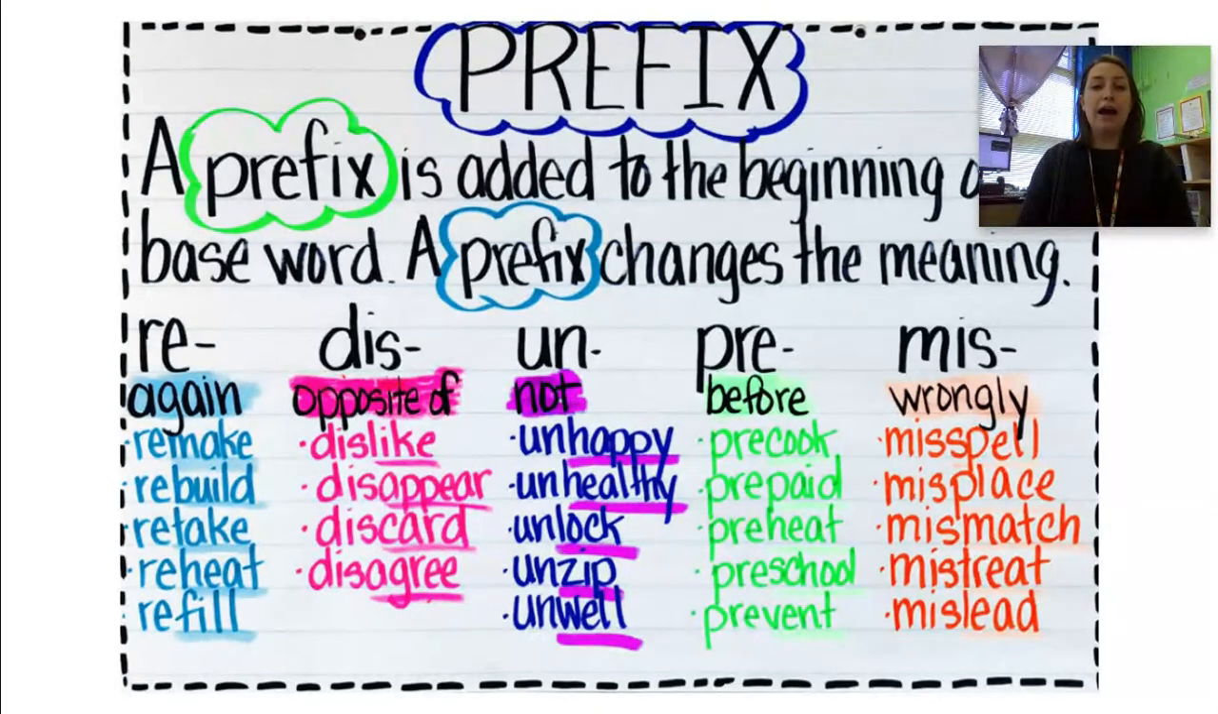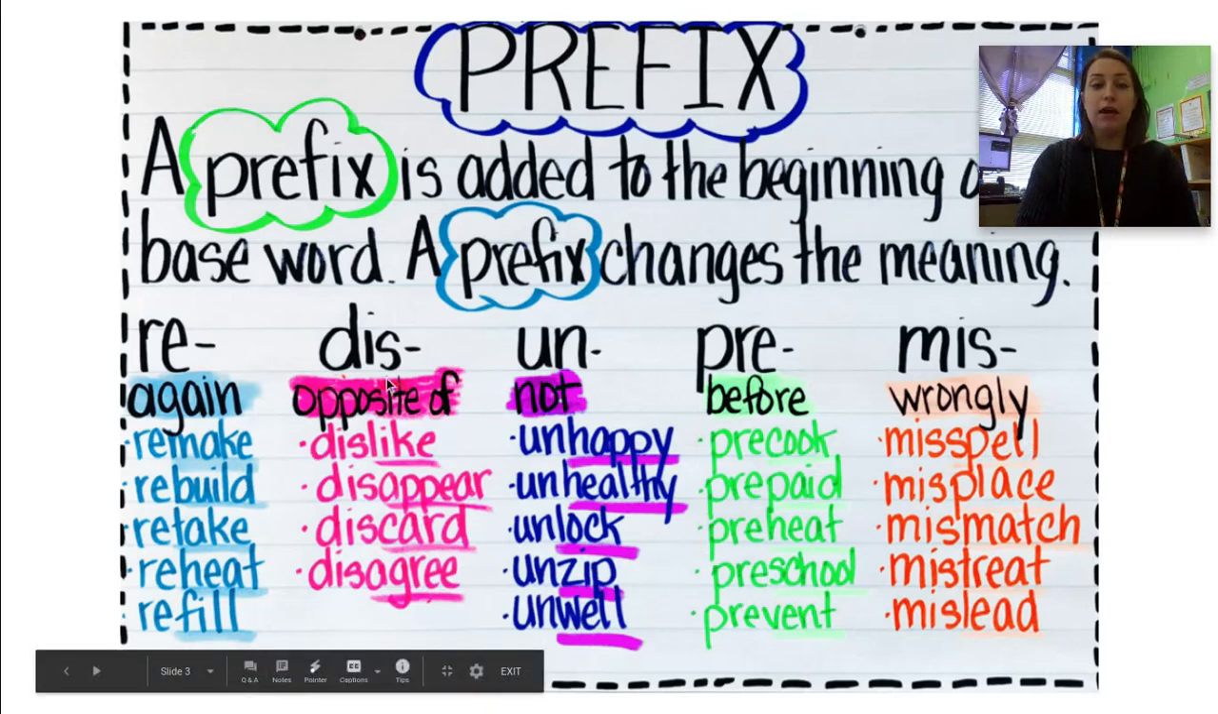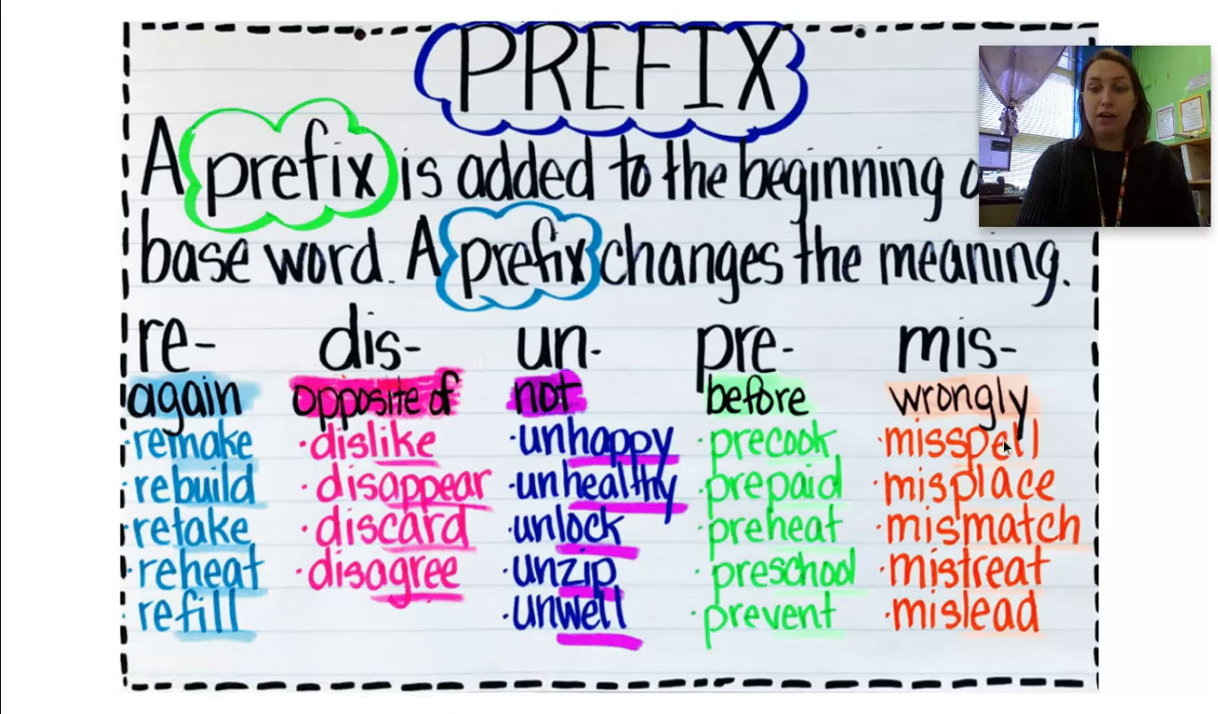Okay? So we have 5 prefixes here. We have re, the blue, dis is the pink, un is the purple, pre is the green, and miss is the orange. So all of those are some important prefixes that we have there. So re means again, like remake, rebuild. You're going to have to do those things again. Dis means the opposite of, like disconnect, like discard or disappear, means to make it go away.